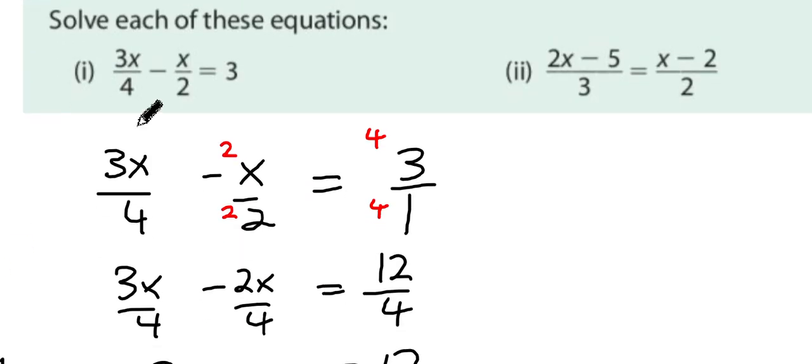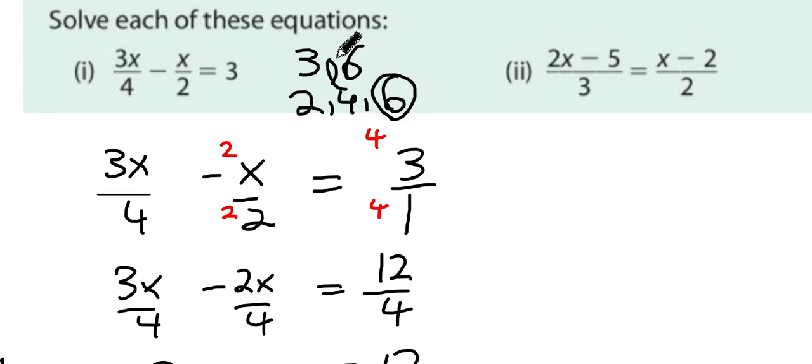Can you all try part 2 now? What number do we turn the 3 and the 2 into? Do you remember? What number will 3 and 2 divide into? Count up in 3s. Count up in 2s. And you'll see the lowest common multiple is 6. We're going to turn the bottom numbers into the same number. That happens every time. In every question, the bottom numbers always turn into the same. So what do you get here then?